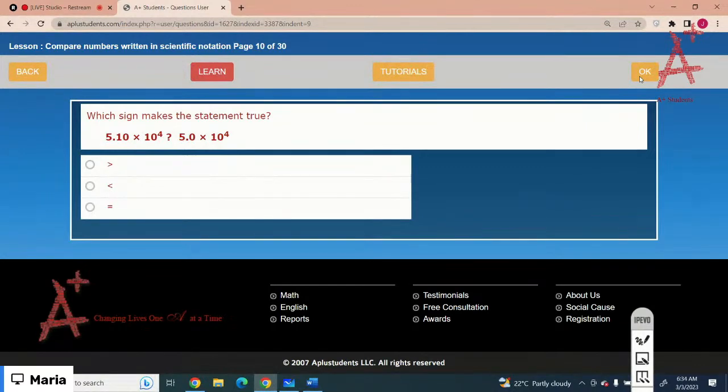5.1 times 10 exponent 4 and 5.0 times 10 exponent 4. Both have the same exponents. Just compare their coefficients. So 5.1 is greater than 5. So the correct option is option number 1.